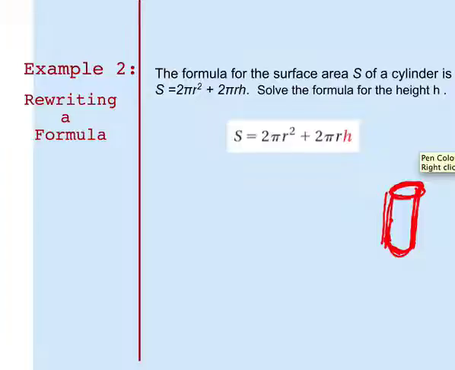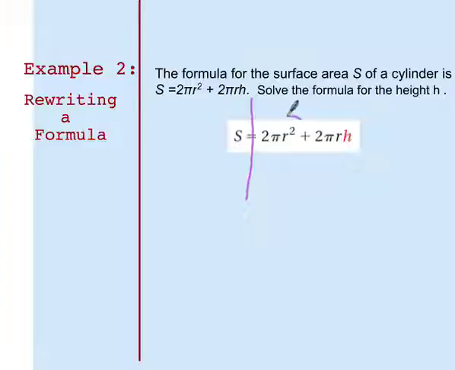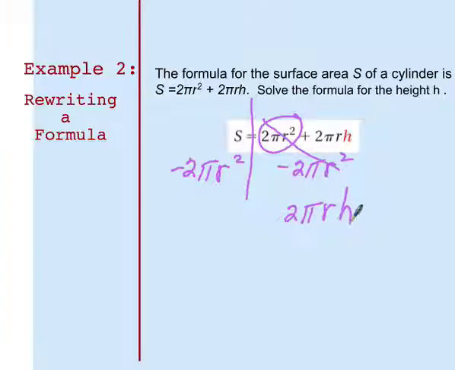So I want to get h by itself. Notice I'm going to split my equation into 2 equal parts. They are equal. I'm going to first remove this whole term. So remember, to remove a whole term, you add or subtract. So I'm going to subtract 2 pi r squared from both sides. Hopefully you're with me. That goes to 0. You're left with 2 pi r h equals the surface area minus 2 pi r squared.